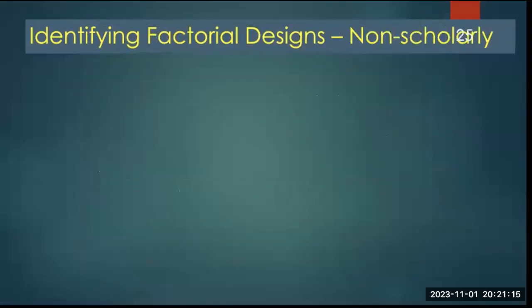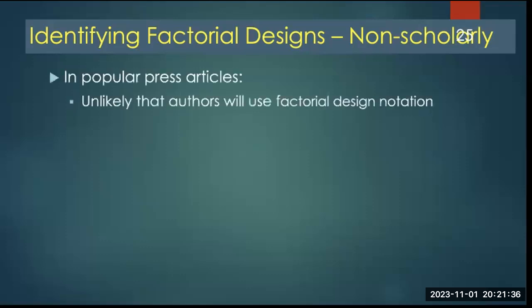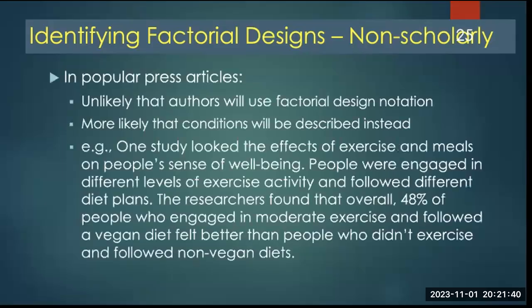It's trickier in a non-scholarly article because, remember, non-scholarly articles are designed for people who are not experts. They're designed for the general public. The general public will not be able to follow this whole factorial design notation component. So how would they state it? They would state it in a way that shows it's an it depends situation, right? So it's more likely they're going to describe the conditions.